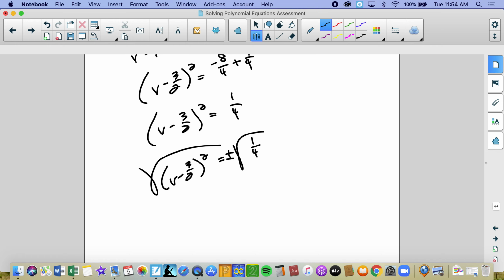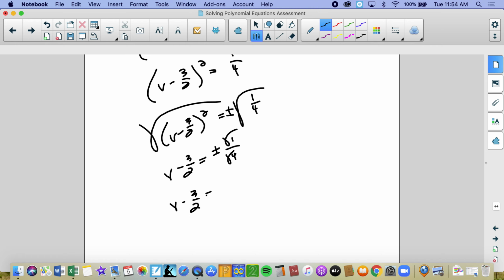So when you're doing your work, always be open for those intuitions, those feelings of, I don't feel like this is right. This is giving me a weird answer. When you get a weird answer, you should definitely go back and check your work. So lesson learned here. The square root of this is going to give us v minus 3/2 equals plus or minus square root of 1 over square root of 4.